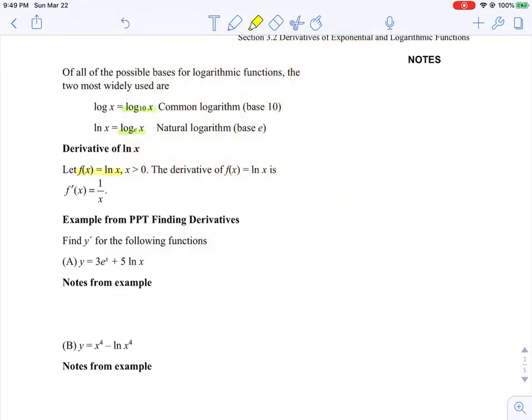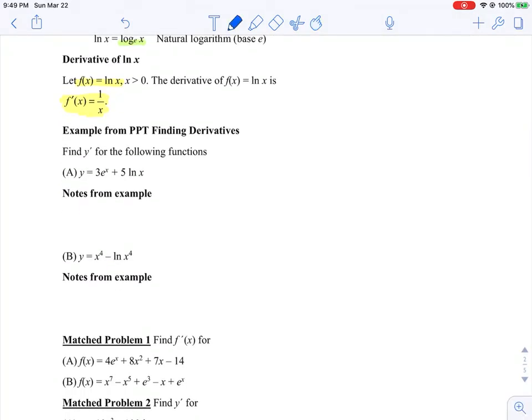If I have the natural log of x, the derivative is 1 over x. So finding the derivative of 3e to the x is 3e to the x. 5 is our multiplier, so the derivative of 5 times natural log of x is going to be 5 times 1 over x. And you will see me write those like so.